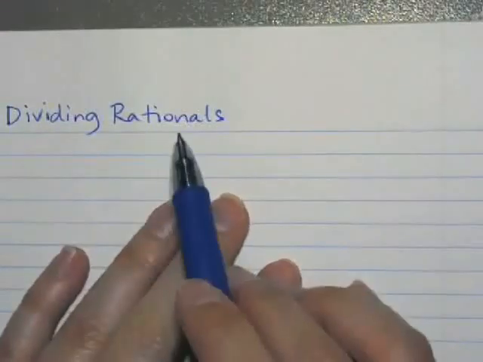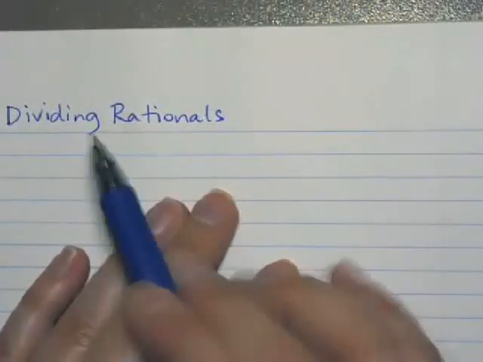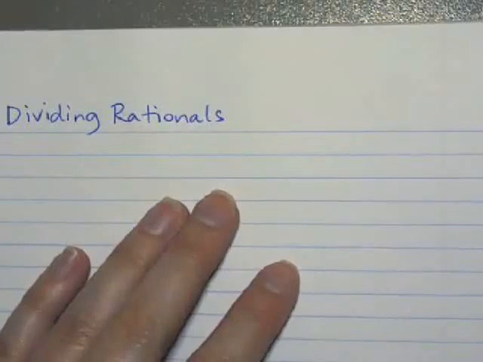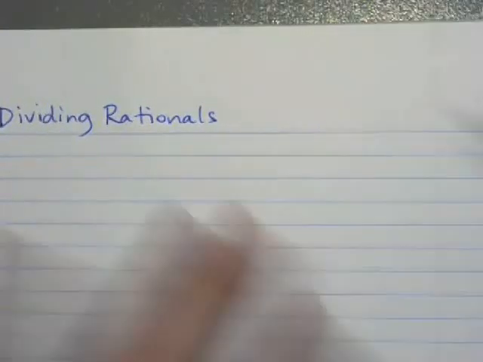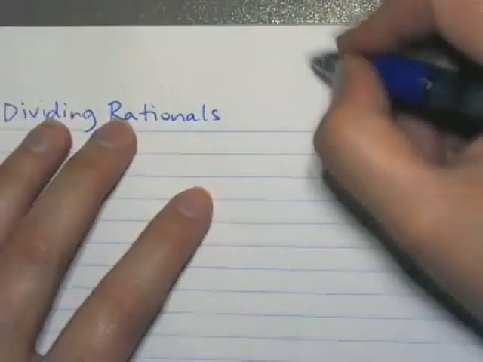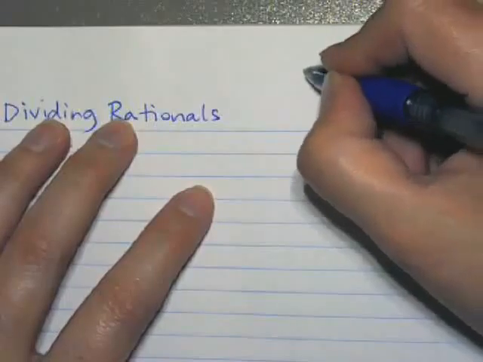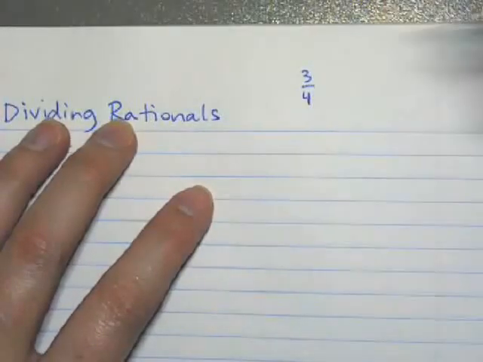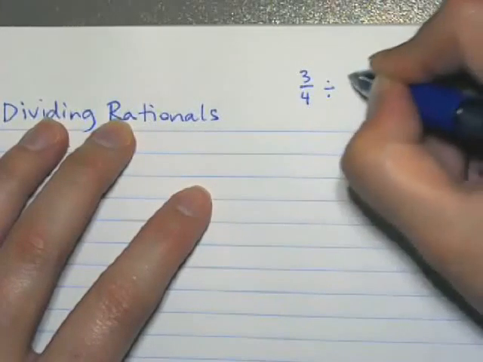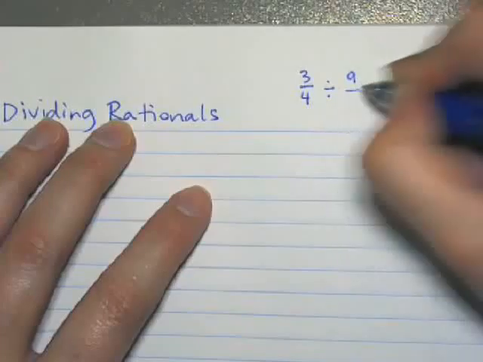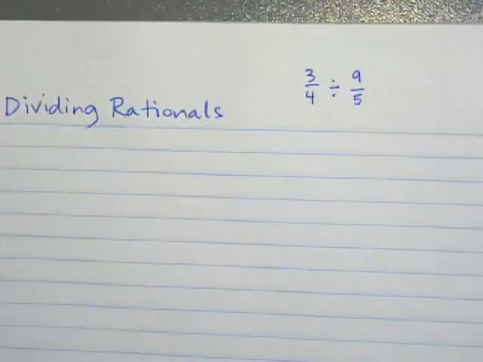We've talked about rationals being big boy and girl fractions, and so let's talk about how we divide fractions. All right, so if I had the fraction, let's say 3/4 divided by 9/5. Okay, so crazy couple of little fractions. It doesn't matter what numbers I pick. All right, we talked a little bit about how to divide fractions at the beginning of this unit.